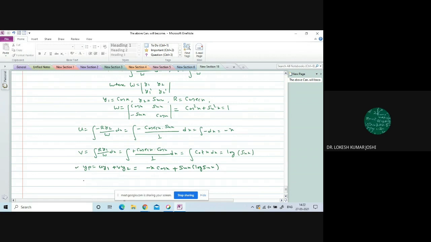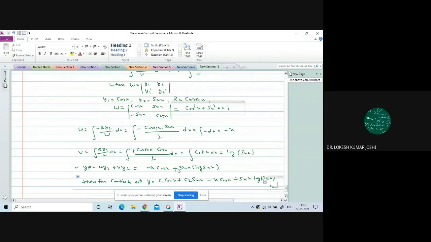Therefore, the complete solution y will be c1 cos x plus c2 sin x, and yp is minus x cos x plus sin x log of sin x. Thank you.